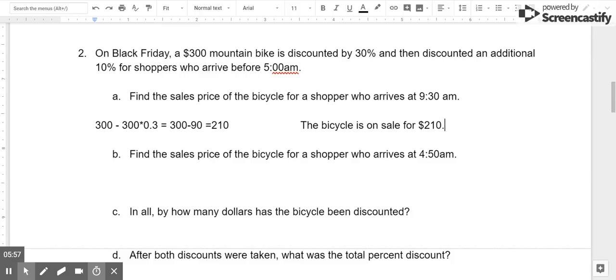In order to answer part B, we need the answer to part A. We can't just start fresh. We can't just do part B from the start. Let's take another look at part A before we go on.